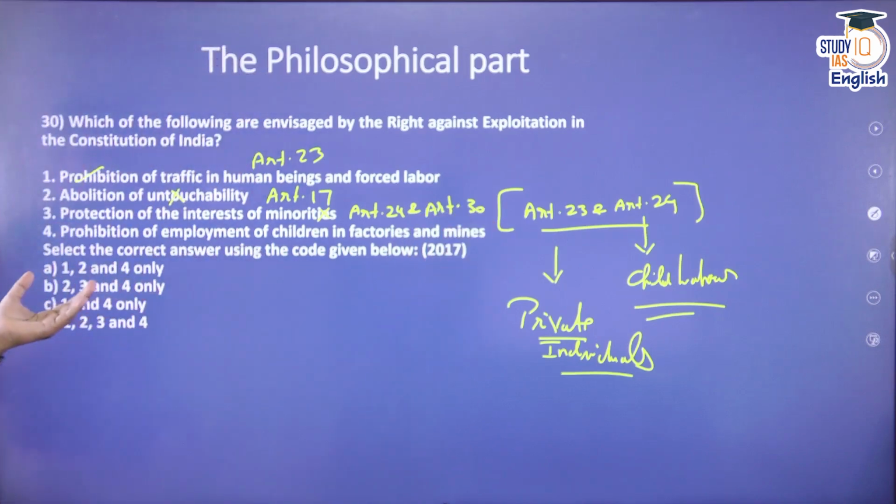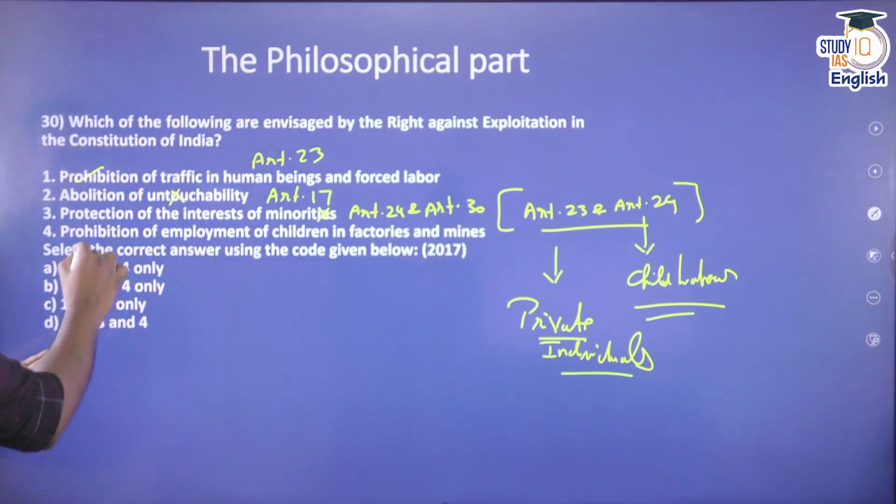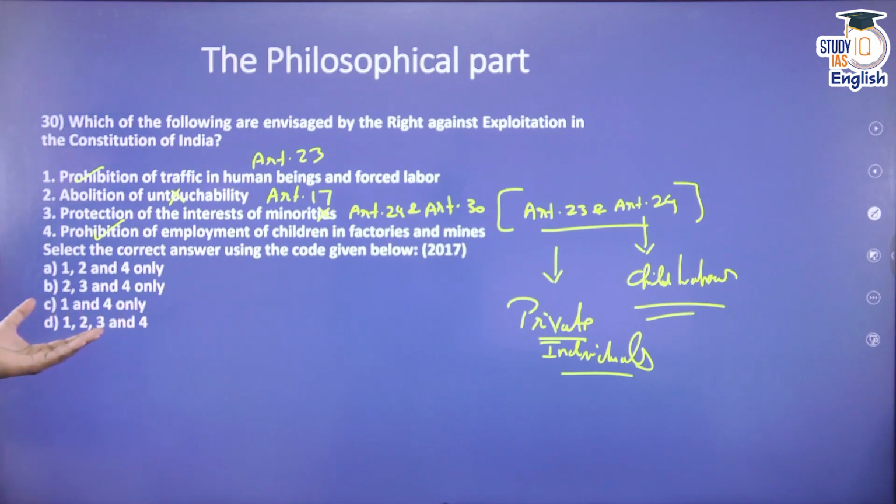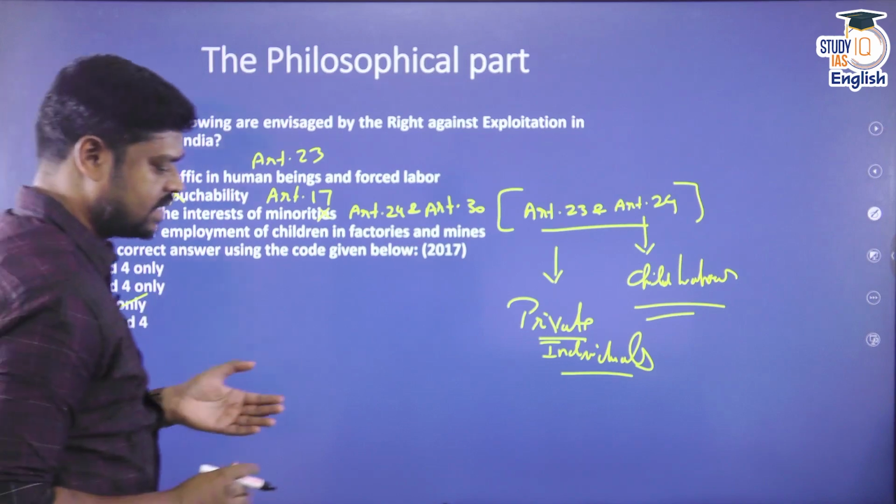And then we are left with the prohibition of employment of children in factories and mines. So, this is true. So, which of the following is/are correct? So, the right answer would be option C. Now, what is the understanding you have?